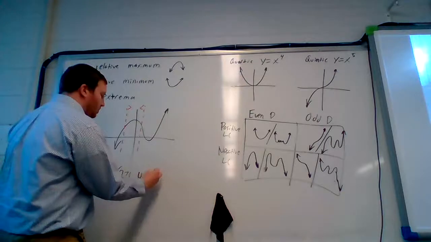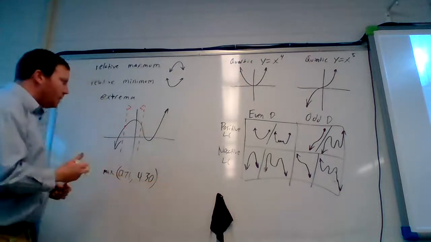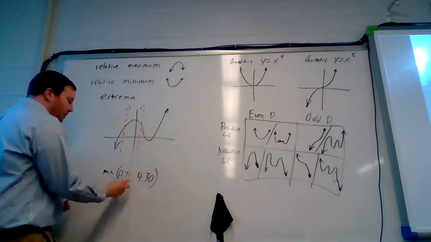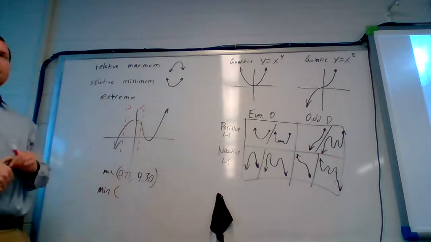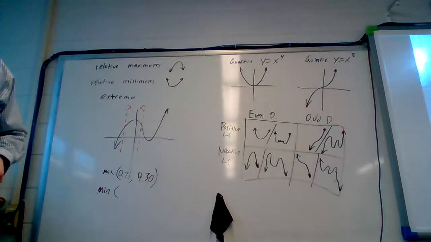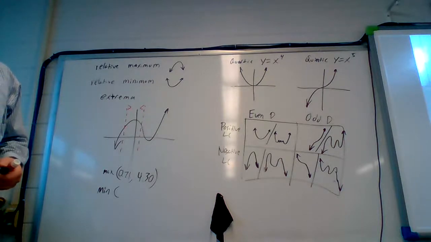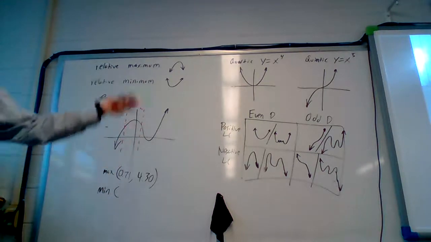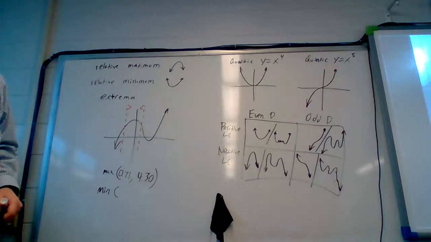4.30. Now I want to find the minimum value as well. I'm going to do the exact same steps, but this time I'm going to use minimum instead of maximum. So second trace, go down to minimum. I'm interested in this little valley here. So I'm going to be on the left side, left boundary, hit enter. Move to the right side. And as soon as my cursor starts moving up, I can hit enter again.